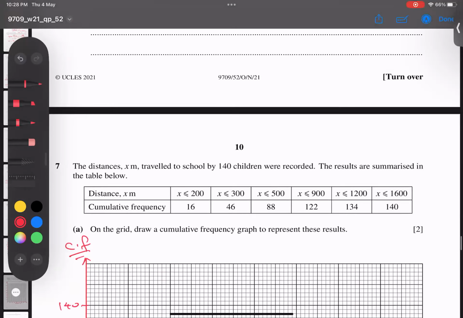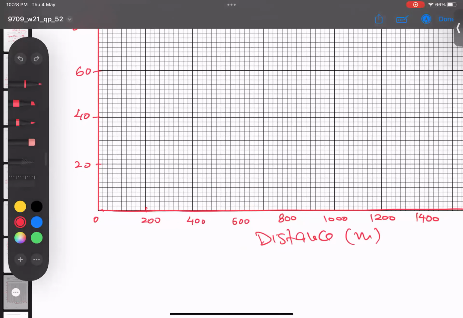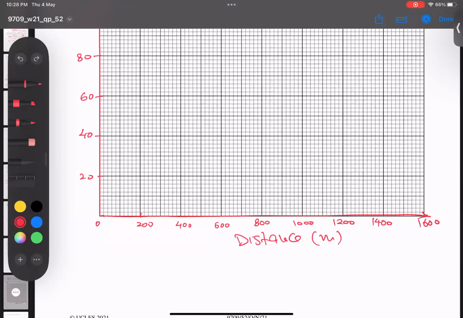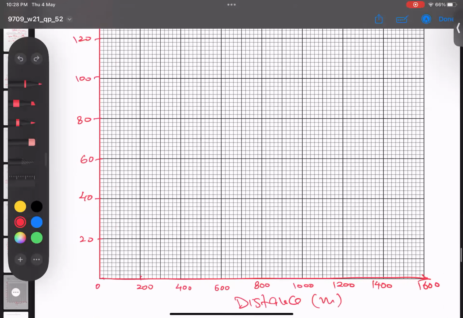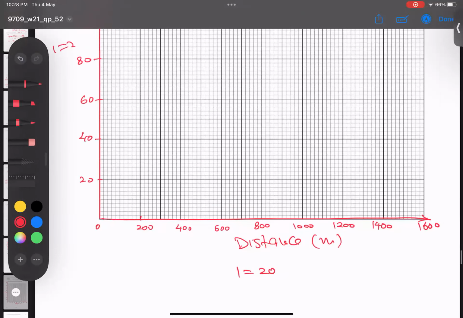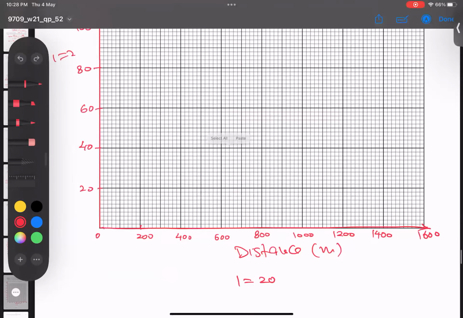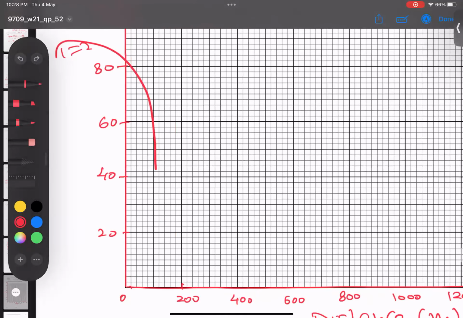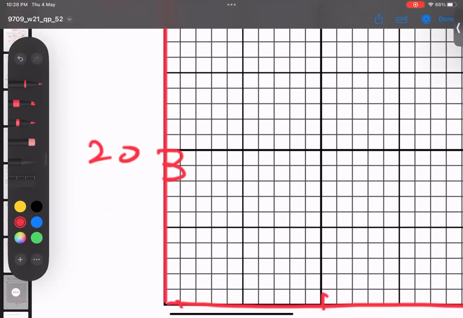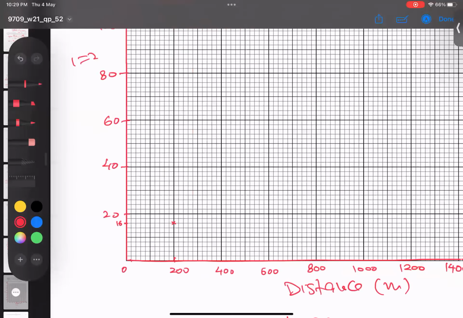Now let's draw. But make a scale before the start. Along the x-axis, 200 by 10 is 20, so one box equals 20. And 20 by 10 is equal to 2, so one small box is equal to 2. So I'm looking for what, students? 16 along the y-axis. As I know, one small box is 2, so this is 20, 18, 16. So here, this is 16, and I look for this one, 200.